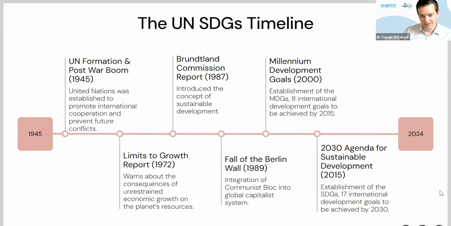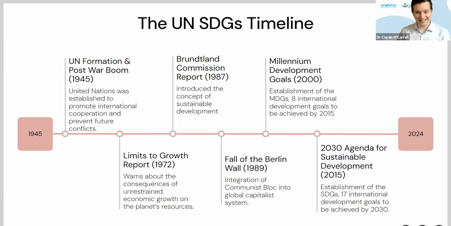What do we do next? And at the 2030 Agenda for Sustainable Development, they established the 17 United Nations Sustainable Development Goals. And the aim, as the name suggests, was that they would be achieved by 2030. And remarkably, all nations signed up to the UN SDGs.